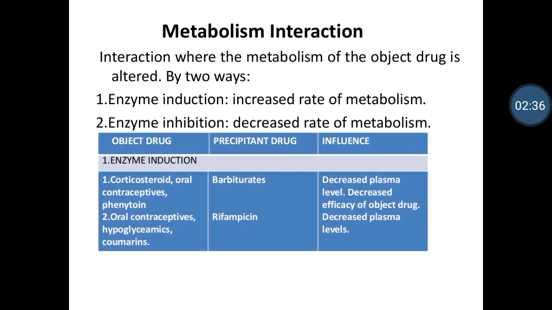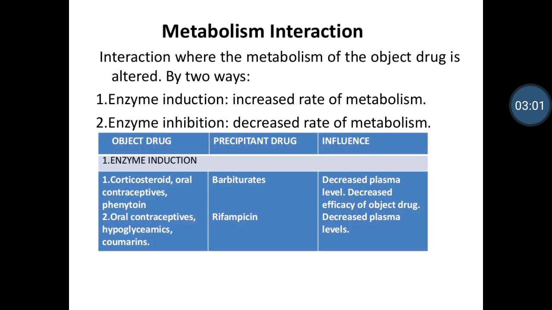Second, oral contraceptives, hypoglycemics, and coumarins are precipitated by the drug rifampicin. That will produce decreased plasma level. Here, in both cases the influence is decreased plasma levels. Why has the plasma level decreased? Because enzyme induction will be more.